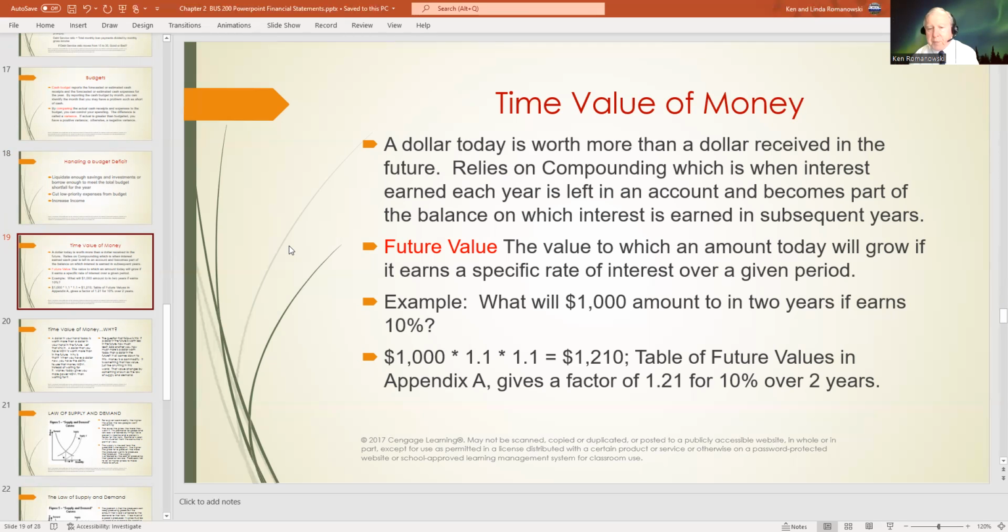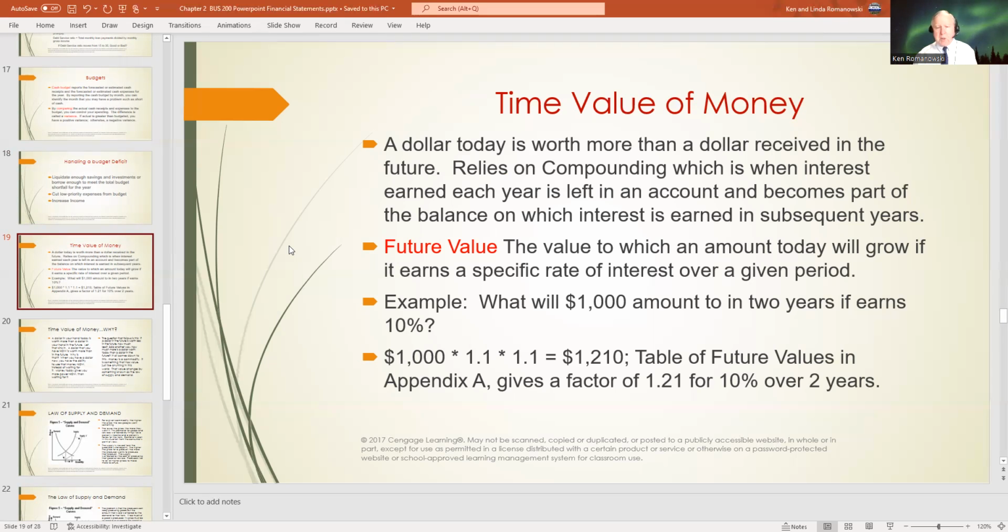So, for example, what will $1,000 amount to in 2 years if it earns 10%? So you multiply that $1,000 by 1.1. The 1 represents the principal, the $1,000. The 0.1 represents 10%. Now, in addition to that, notice that this is for 2 years. So you're also going to multiply the 1,000 and the 1.1 by another 1.1. So that's going to actually give you compounding. You're going to receive interest on your interest.